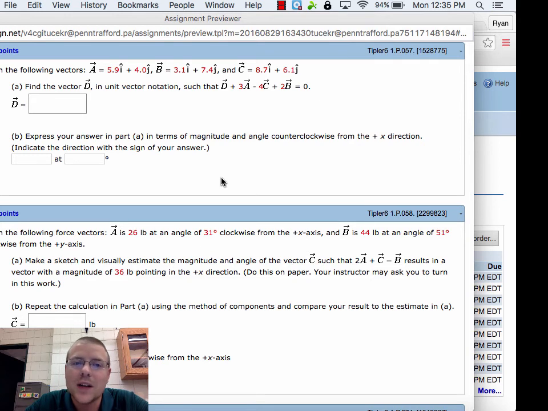If I just wanted A plus B plus C as my resultant, I could add the 5.9 in the I to the 3.1 in the I to the 8.7 in the I and get a total I value. And I could take the 4 in the J, the 7.4 in the J, and the 6.1 in the J and get a total Y component. Once I have the two pieces, do your Pythagorean theorem to get the hypotenuse, and then some trig to find your angle. So that's what you're going to be asked to do.